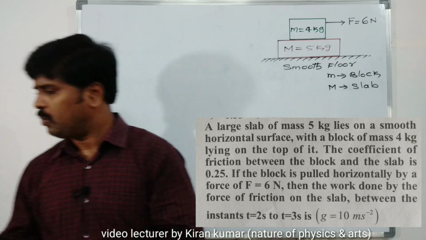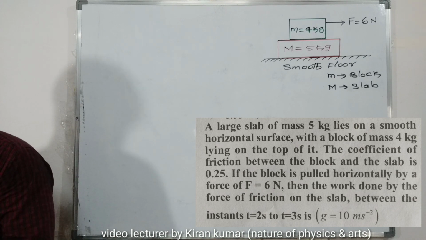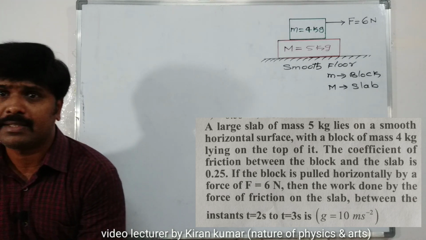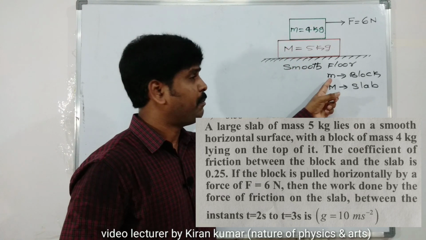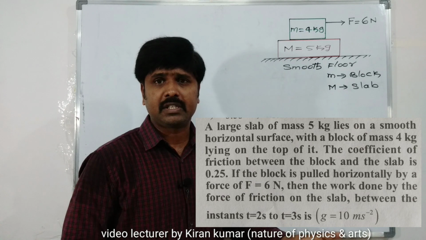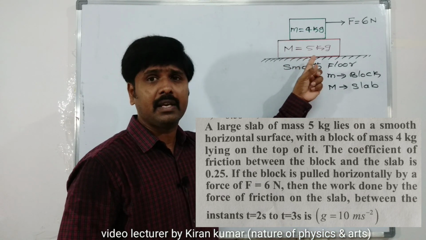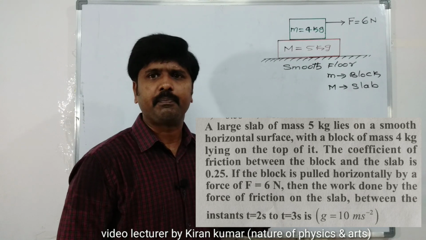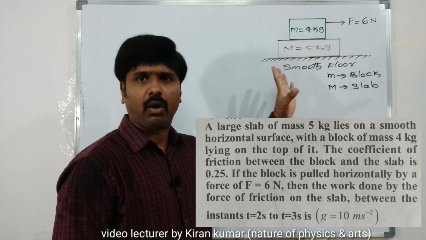Try to understand the question here clearly, step by step we can do. Initially, small m is the mass of the block and capital M is the mass of the slab, given as 4 kg and 5 kg respectively. Now capital F is the force acting on the block.